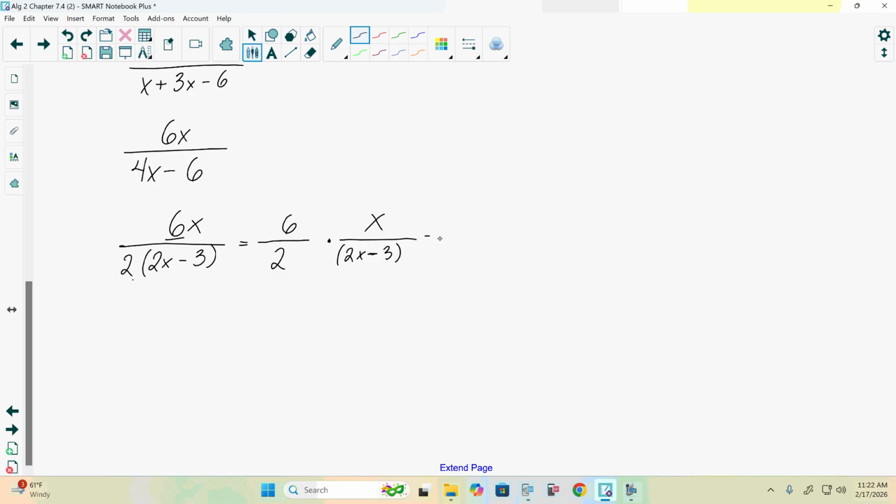So from here, our 6 over 2 would reduce to 3 over 1, giving us 3x over 2x minus 3. Because the numerator, the 6 and x were being multiplied, and the 2 and that 2x minus 3, we can split it and reduce. Questions on this here? I think you saw it as soon as we started breaking it back apart, yes? Yeah. Any other questions?